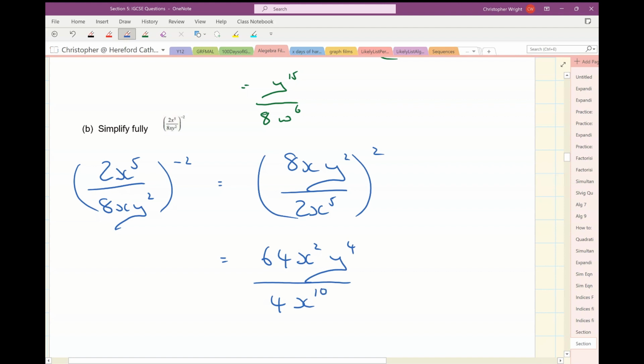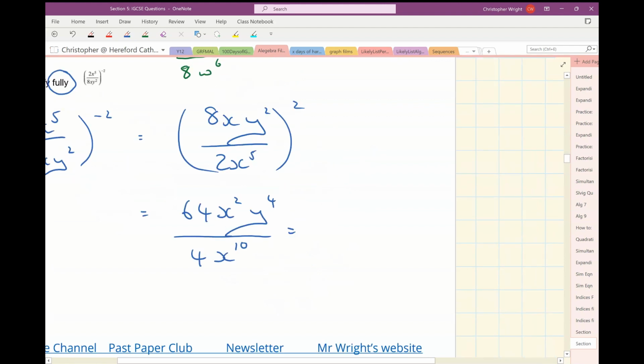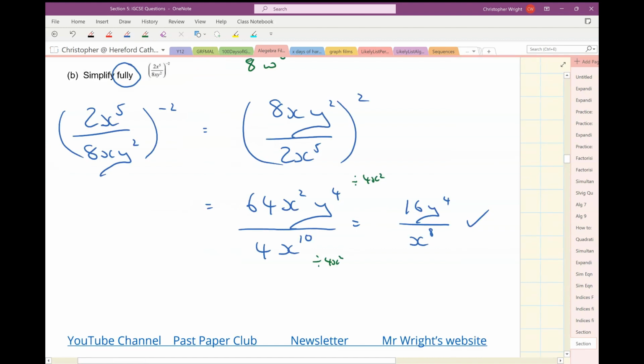Now be careful. Do you see how it says simplify fully? Because if you look at that, you can now divide the top and bottom. So I can simplify this fraction. I'm going to divide the top and bottom by 4x squared. Okay, which is going to give me 16y to the 4 over x to the 10. No, x to the 8. 10 minus this 2. So that is the answer.